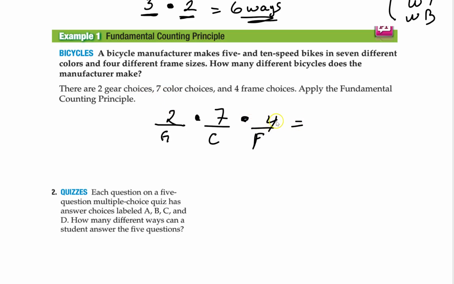So if I'm figuring how many different bikes they make, you just multiply them all together. 2 times 4 is 8. 8 times 7, 56. I hate multiplying those 2 numbers though, but whatever. Get over my fear. So 56 different bikes they sell. And that's the idea. Have this many options, that many options, that many options, multiply them together.